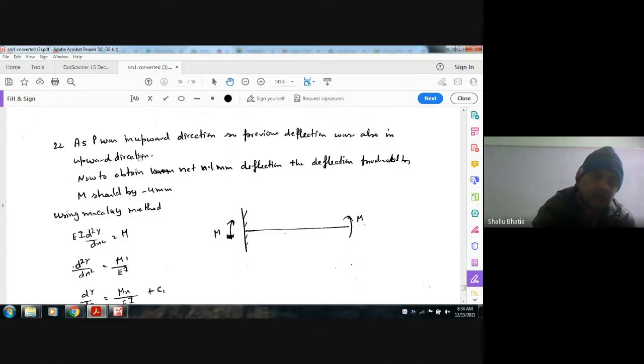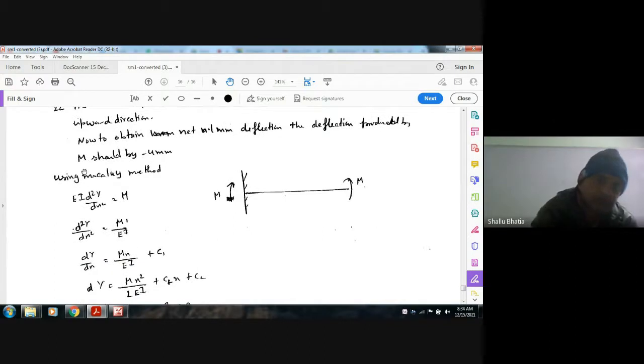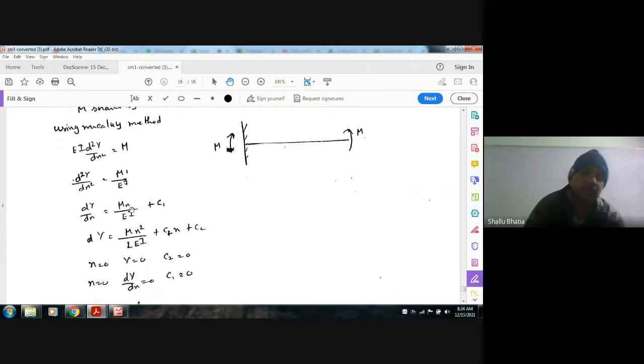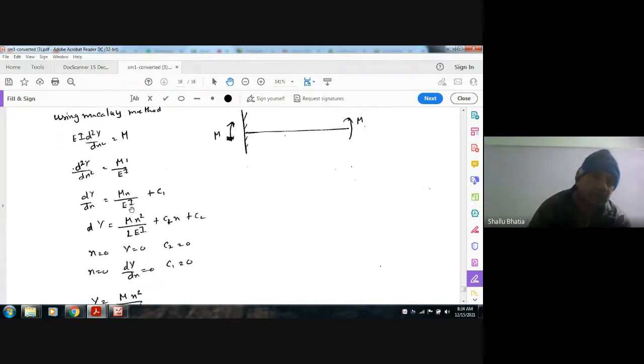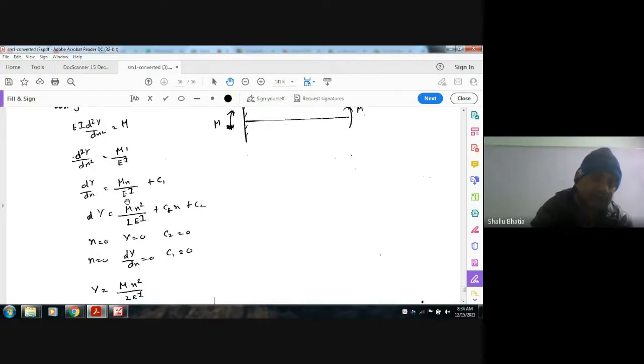So P is in the upward direction, as in the previous case. The previous deflection was 5. Now to obtain a net deflection of 1 mm, the deflection produced by M should be minus 4 mm, because 1 minus 5 is minus 4. So using Macaulay's method, now the deflection due to M is minus 4 mm. EI d square y by dx square is equal to M, so d square y by dx square is equal to M by EI. So dy by dx is equal to Mx by EI plus C1.